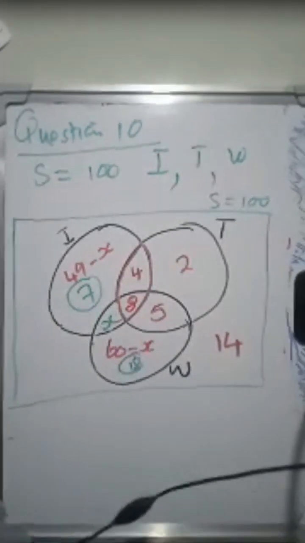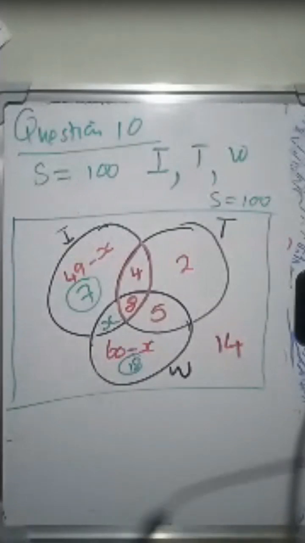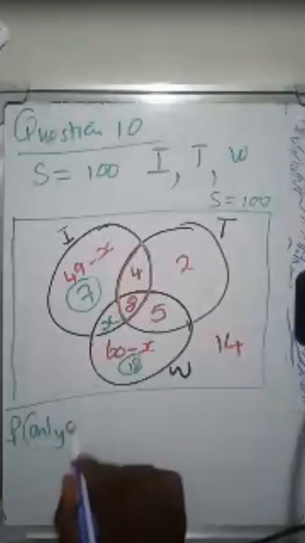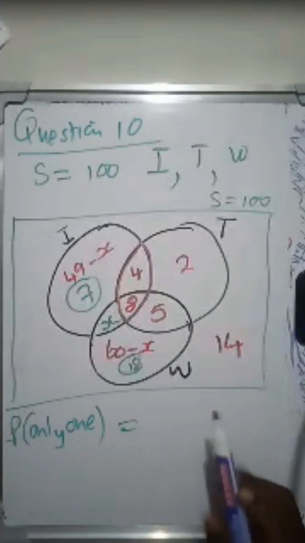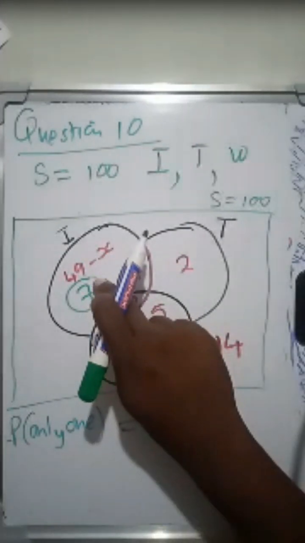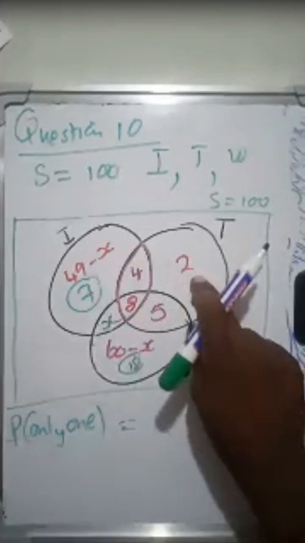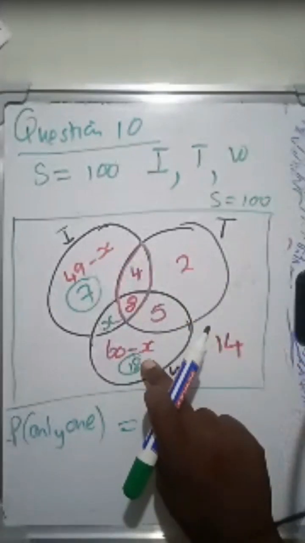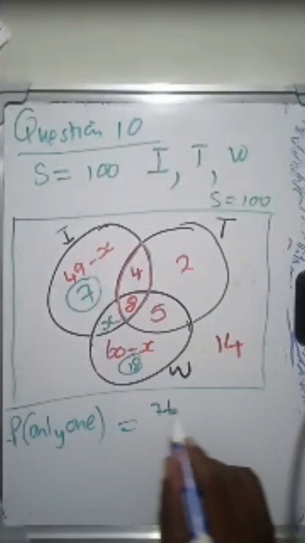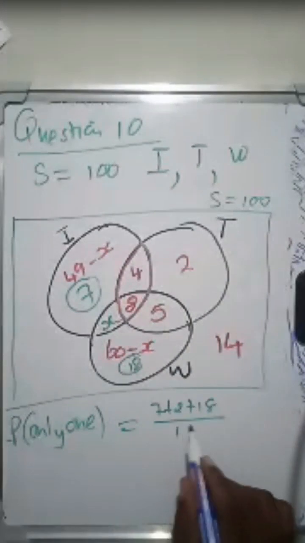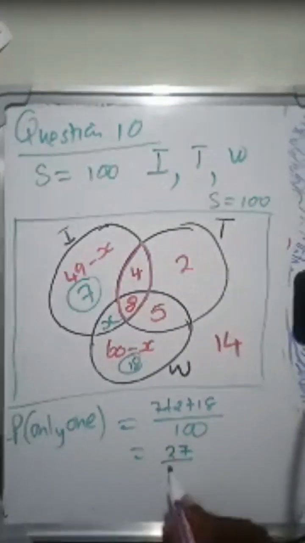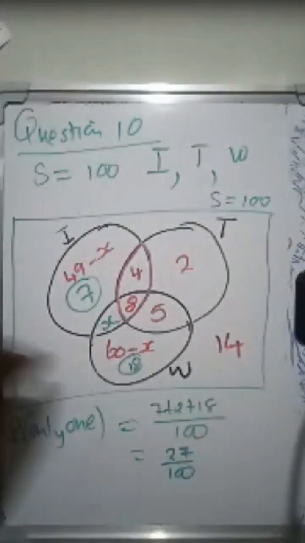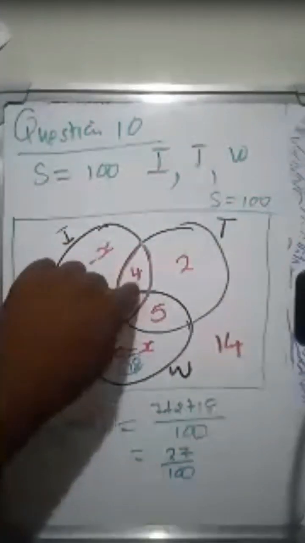calculate the probability that a learner chosen at random uses only one of these applications. Only one of these applications. Probability only one. How many are using only one? Here we have how many? 7. Here we have how many? 2. Here we have 18. So there are 7 plus 2 plus 18 over the total, which is 100. What do we get? 27 over 100.